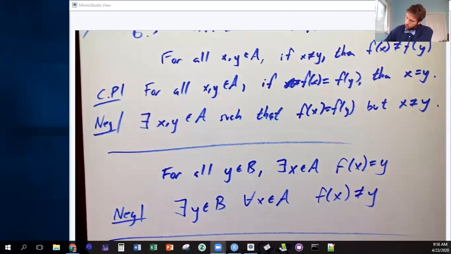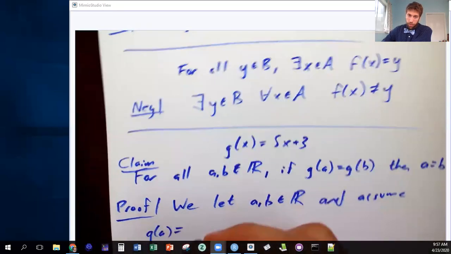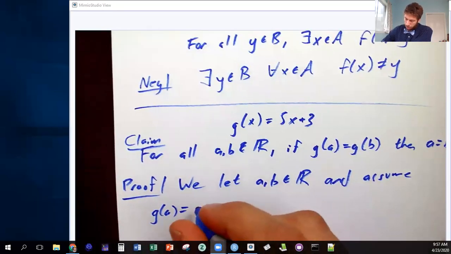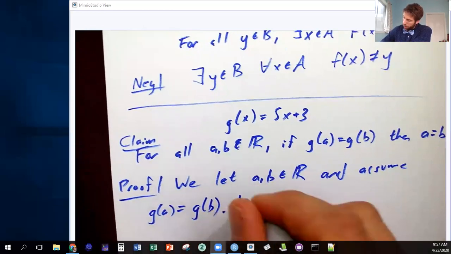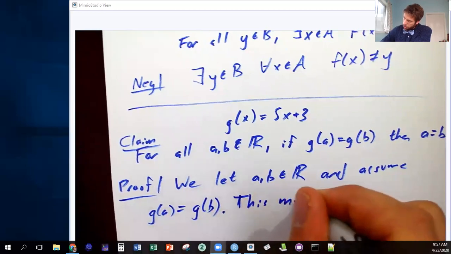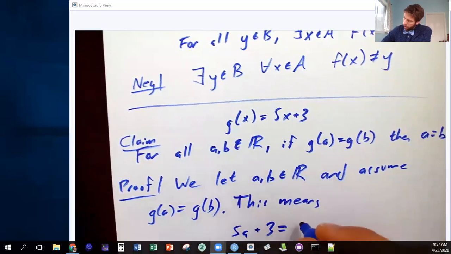So, proof. We let a and b be real numbers and assume g of a equals g of b. I'm just rewriting what's already in the book. g of a equals g of b. This means 5a plus 3 equals 5b plus 3.